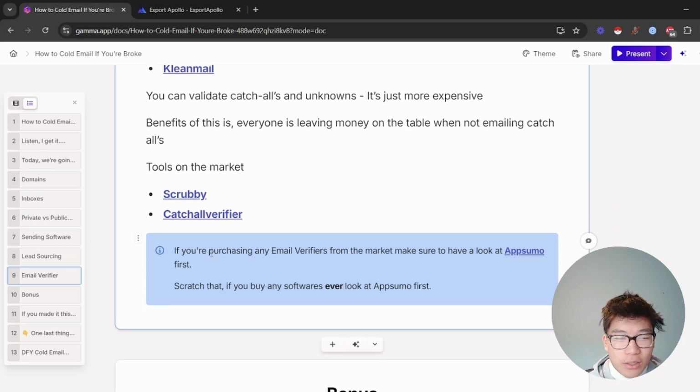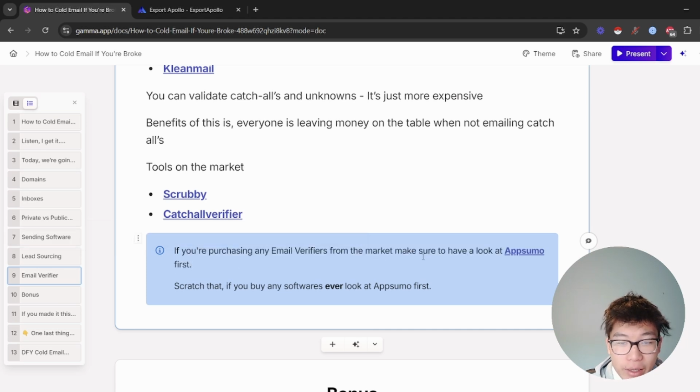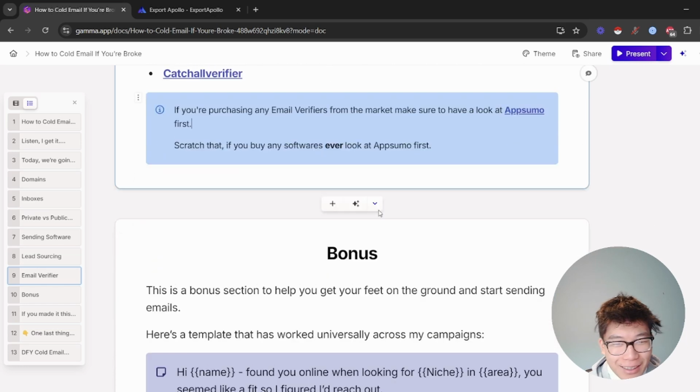You're emailing people that usually wouldn't be emailed. If you're purchasing any email verifiers, make sure to look at AppSumo first. They have a bunch, and you can see if they have lifetime deals that fit your budget. In general, if you buy any software, look at AppSumo first because you're going to be saving money.